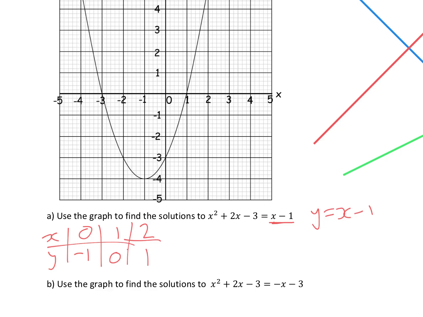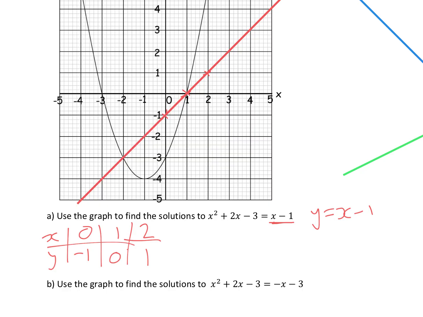We can then plot those points. 0, minus 1 is there, if I can get it exactly. And then we've got 1, 0, which is here, and 2, 1. You draw a nice straight line through those points, and you get that.